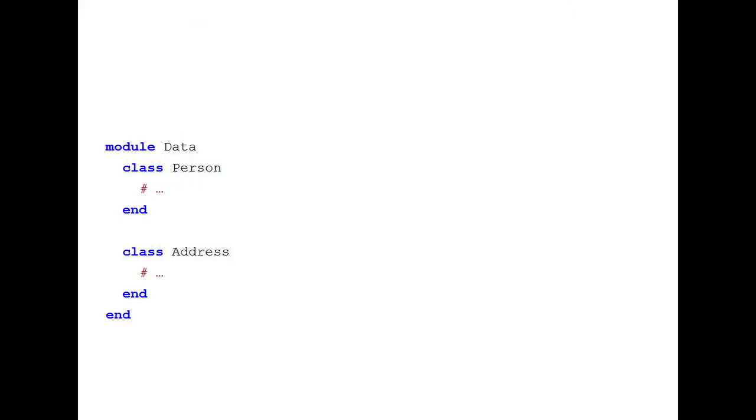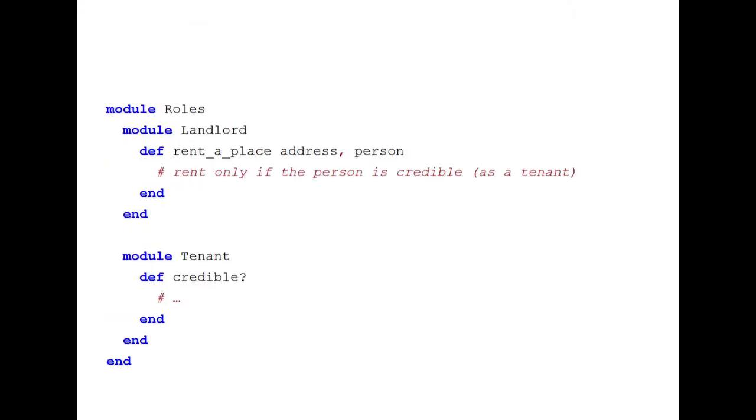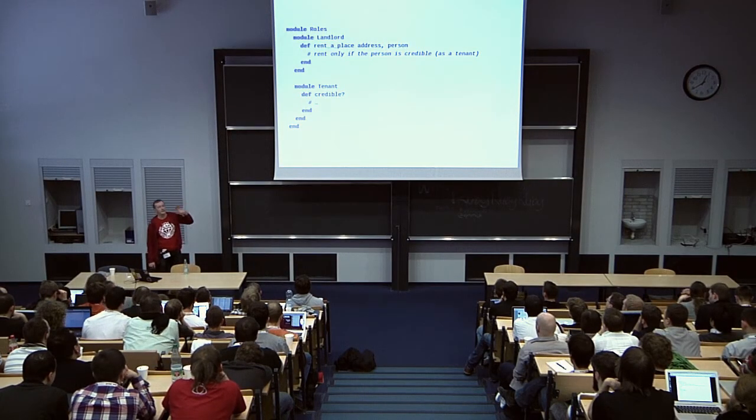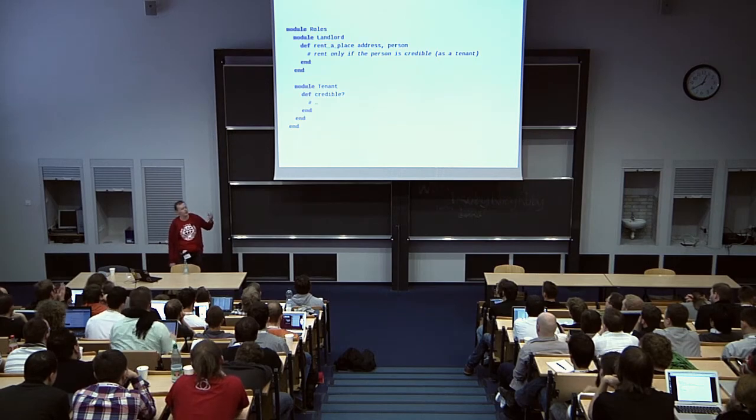And the example I came up with is if you have, again, a person, an address, and you have roles like landlord, who can rent a place at a given address and to a given person. And let's say you have a code that checks whether that person is credible. So credibility is a feature of a tenant. It's a tenant credibility whether a given person can have enough money, is not drinking too much, which would rule most of us out. And this is a role, and both of those roles are roles of the person object. And the same person can be a landlord in one scenario and a tenant in another.